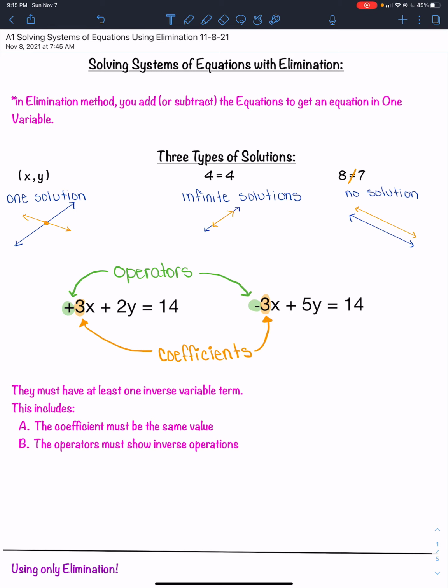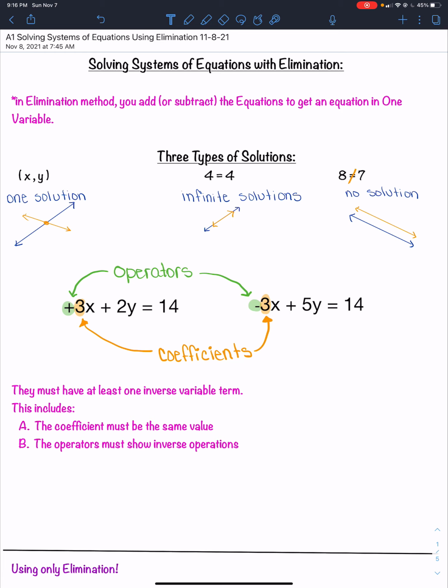Hi all, let's go ahead and start on our next unit of solving systems of equations with elimination. So far we've talked about graphing and we've talked about substitution. In elimination, you have to add or subtract the equations to get an equation in one variable.